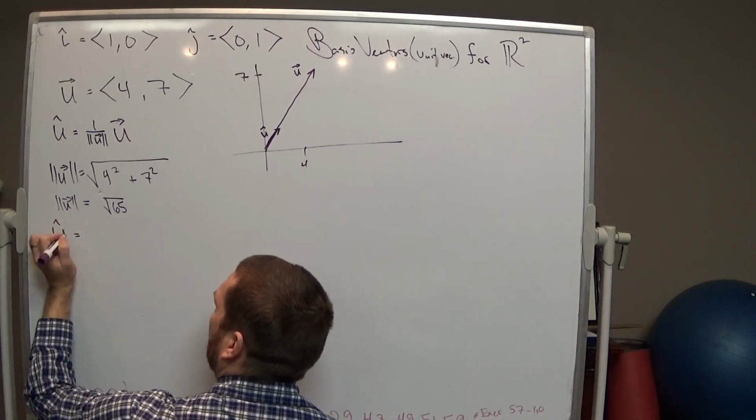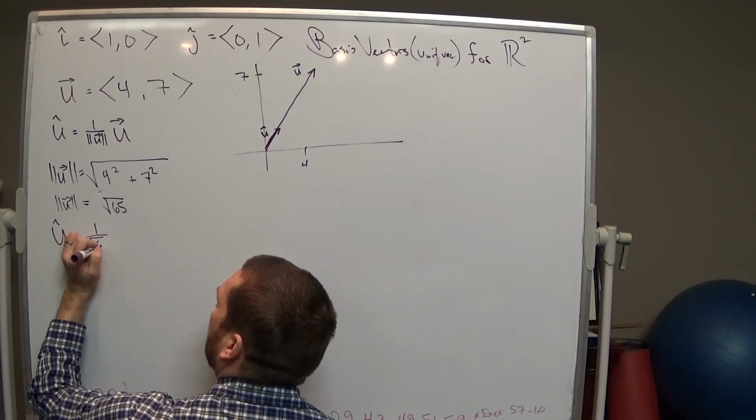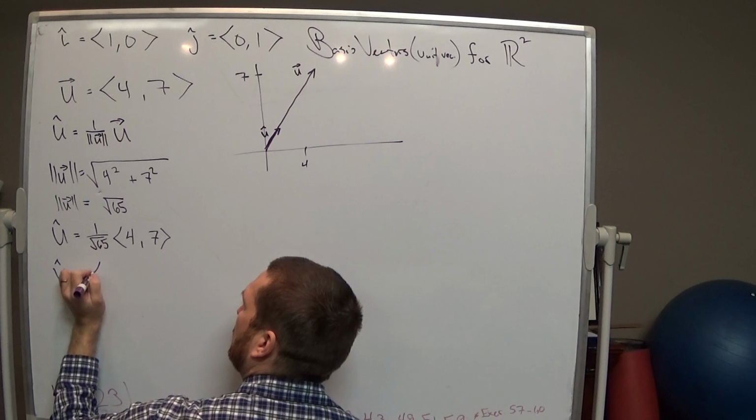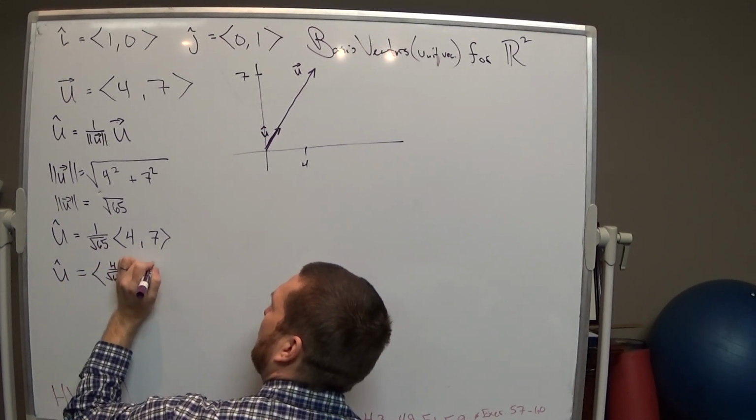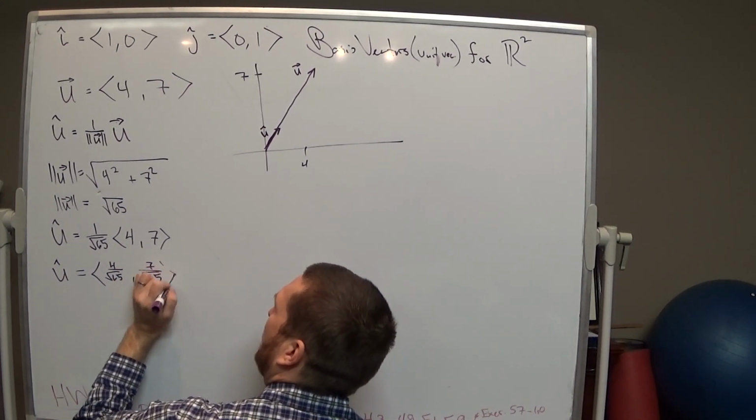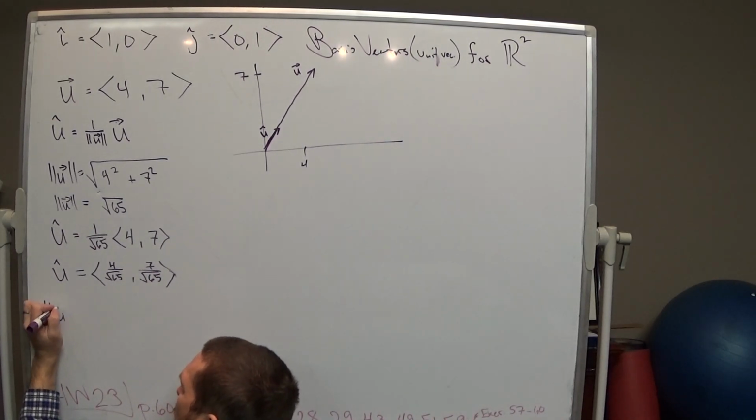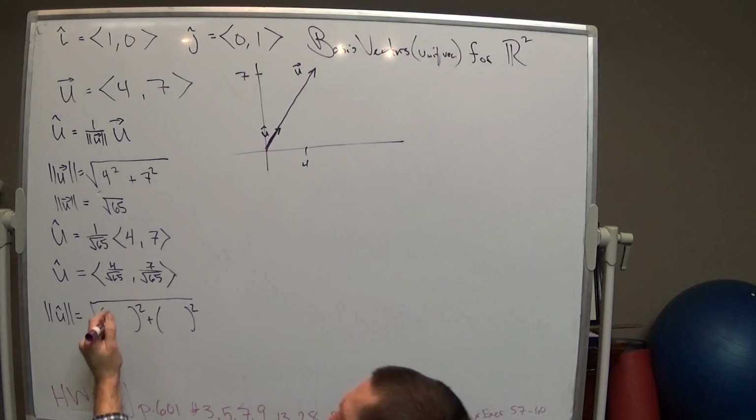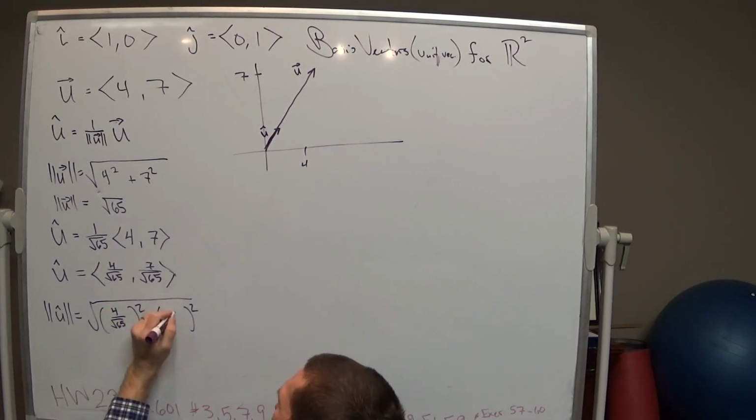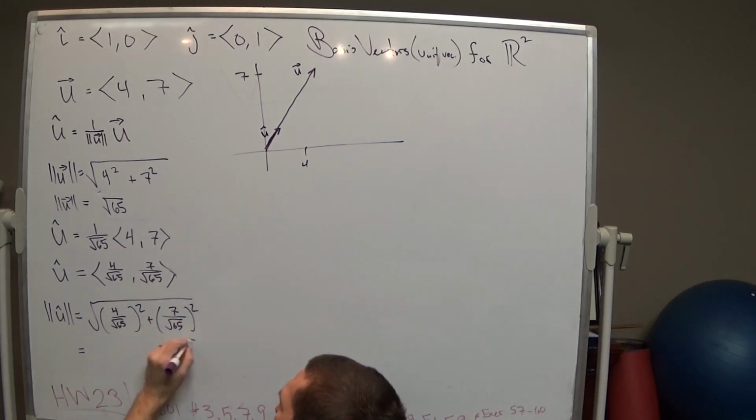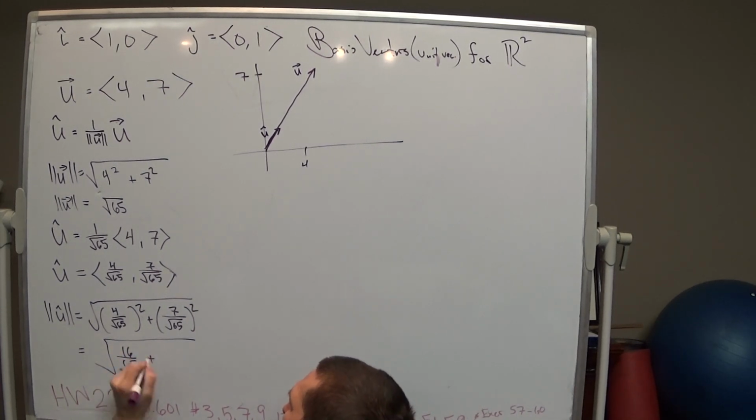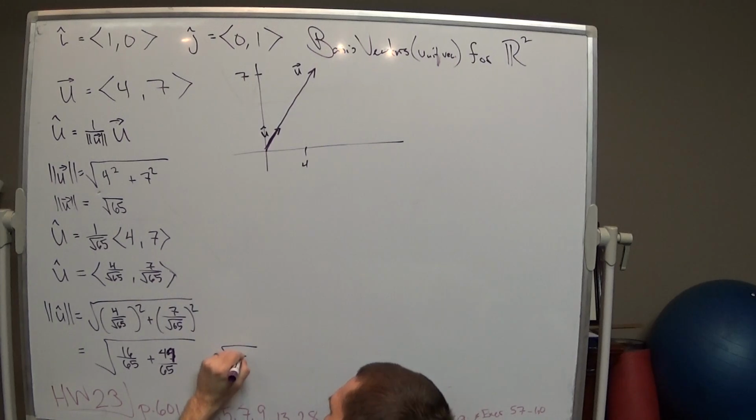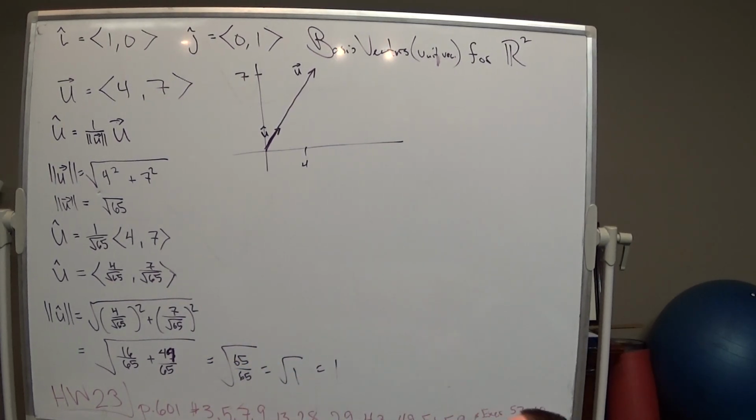So I'm going to say U hat, the unit vector in the direction of U, is 1 over root 65 times 4, 7. And let's see what happens. That gives me that the unit vector in the direction of U is 4 over root 65 and 7 over root 65. Now, let's check the magnitude of this guy. The magnitude of U hat is going to be the square root of something squared plus something squared. The first, I'm going to take 4 over root 65, and then this one's going to be 7 over root 65. So 16 over 65, 16 65ths plus 49 65ths, which is the square root of 1, which is 1. Yes, that's how you do it.